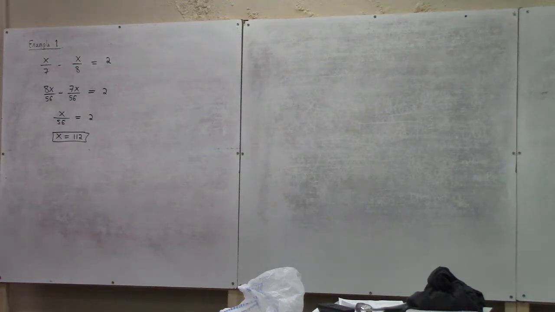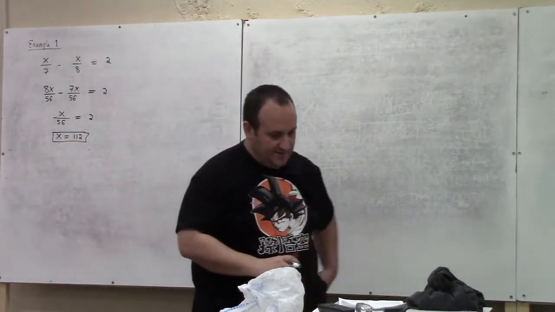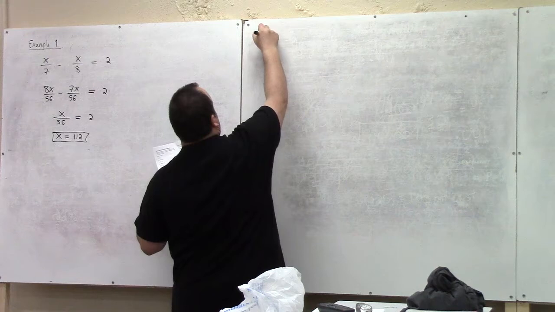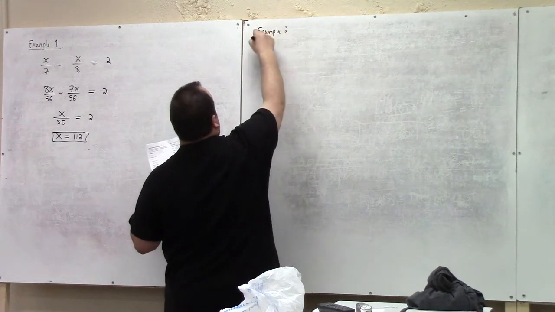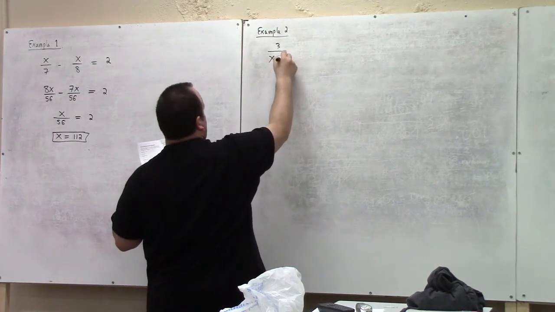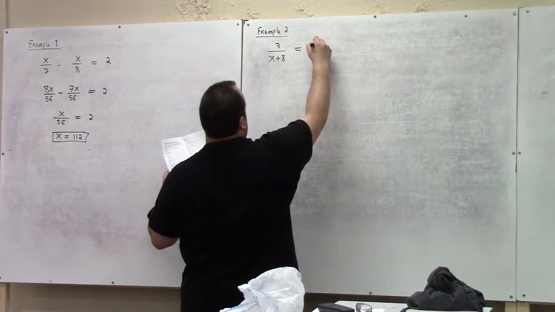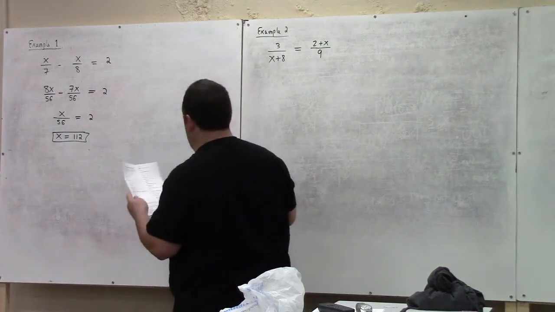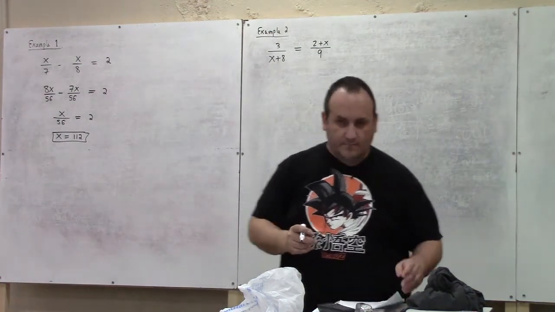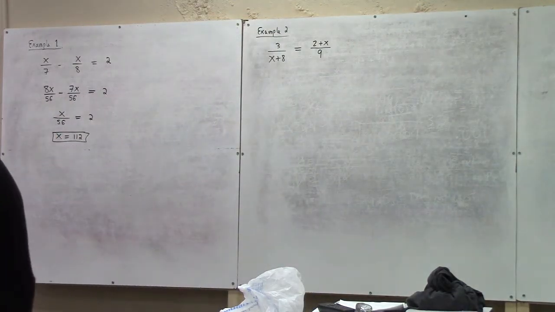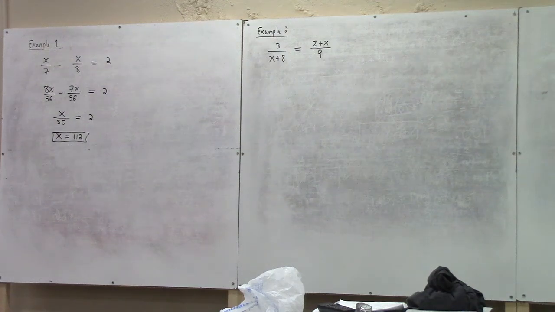You want something more funky? Okay, very good. So let's do example 2. I'll try something like 3 over x plus 8 equals 2 plus x over 9. There's no exercise like this on the sheet, but it is something you should be able to solve, because the techniques are the same.